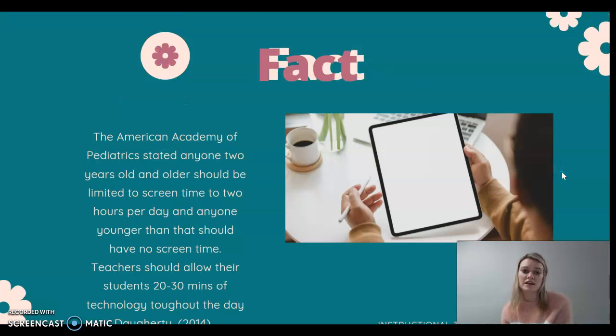One of the quotes that I found was from Daugherty. The American Academy of Pediatrics stated that anyone 2 years old or older should be limited to that screen time of 2 hours per day, and anyone younger than that should have no screen time. Teachers should allow their students 20 to 30 minutes of technology throughout the day.